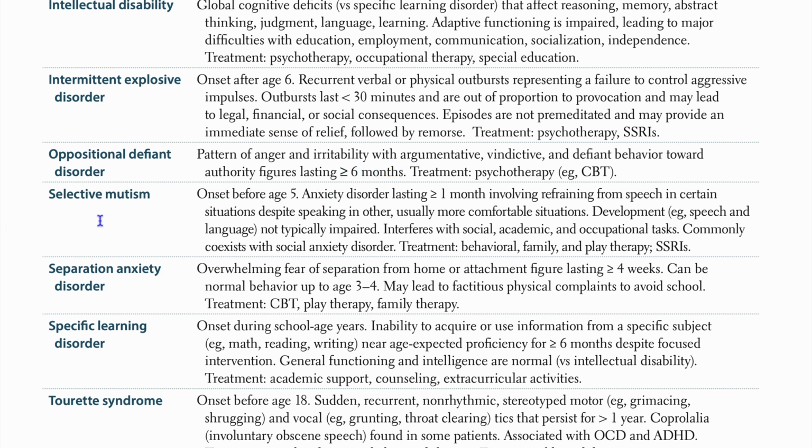Now, selective mutism. Its onset is before age 5. Anxiety disorder lasting more than 1 month involving refraining from speech in certain situations despite speaking in other, usually more comfortable situations. Development is, for example, speech and language are not typically impaired. It interferes with social, academic, and occupational tasks. Commonly coexists with social anxiety disorder. Treatment is behavioral, family and play therapy, and SSRIs.